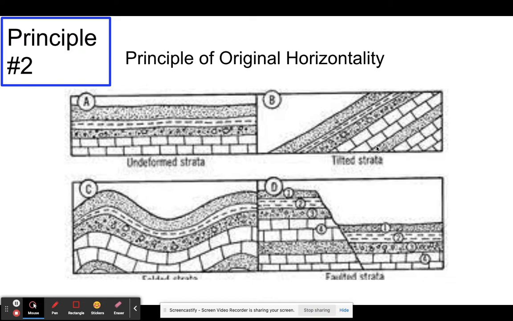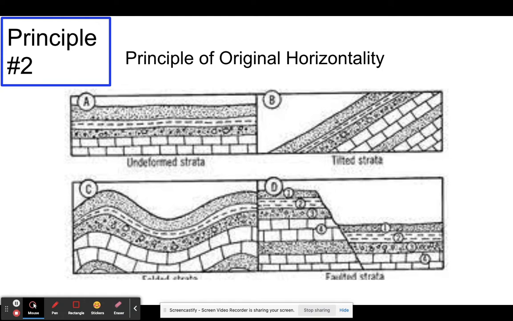They're not tipped like this. They're not folded and squiggled like this. They haven't been hit by earthquakes yet, as shown here. Originally, they're always formed horizontal and flat.